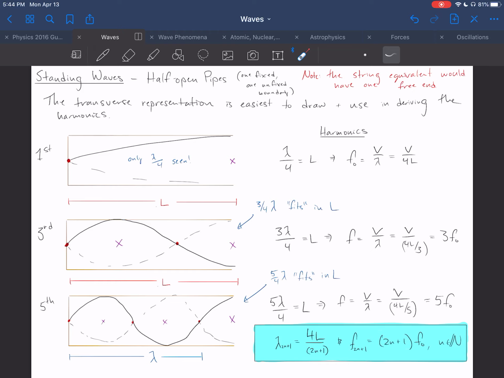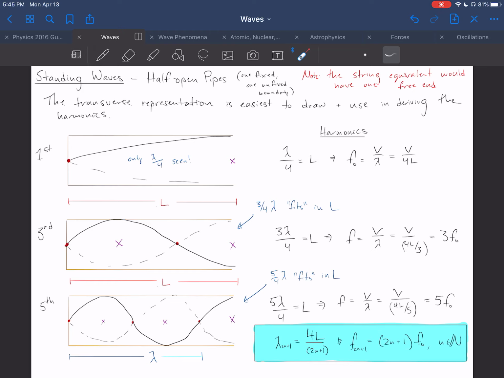Well, if I draw a node right here and an antinode right here, then I'm going to need to have an antinode here and a node here. Remember that an antinode means that in the longitudinal wave you get maximum displacement at those points and zero displacement at the nodes. Now take a look at how the wavelength relates to the length of the pipe. This diagram shows us that we get almost a full wavelength in the pipe. And in fact, we get exactly 3/4 of a wavelength.